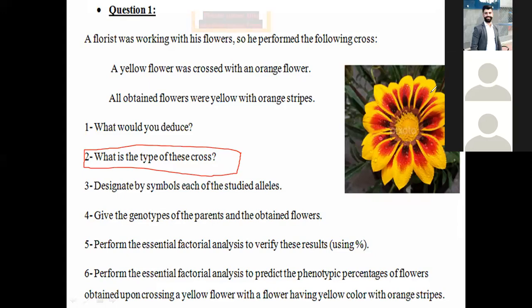Monohybrid. Why? Because they only differ in one trait. Their parents are pure and they differ in only one trait. Moving to the third part: designate by symbols.